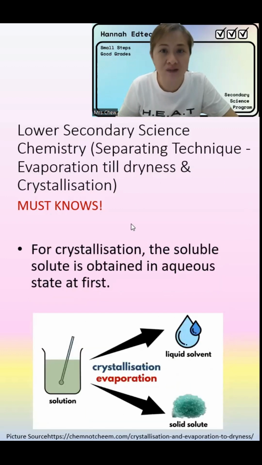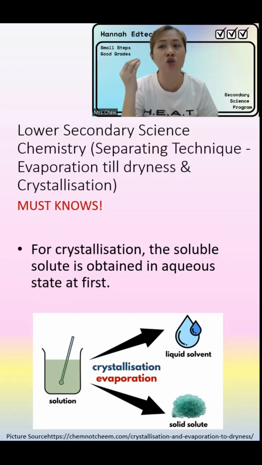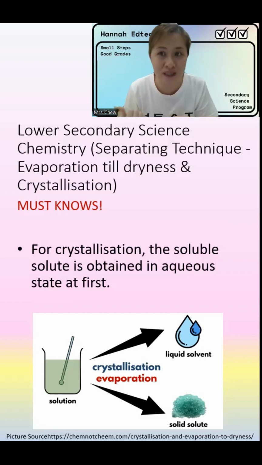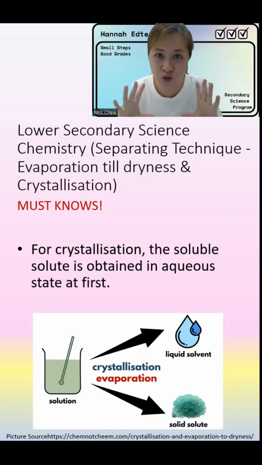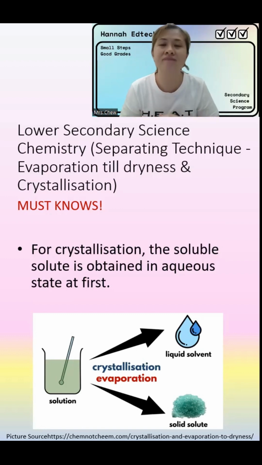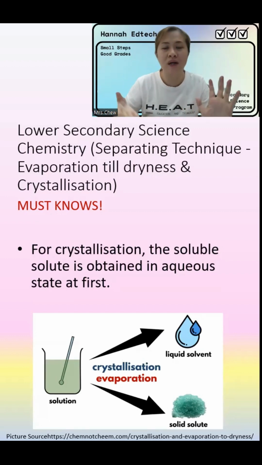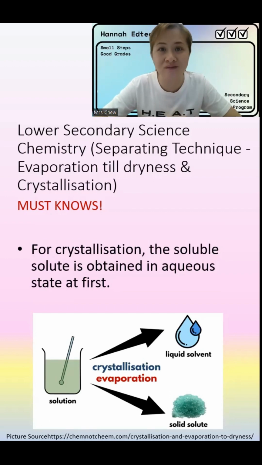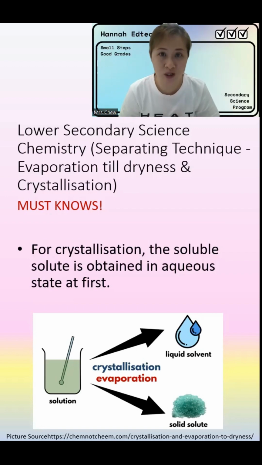For crystallization, the soluble solute obtained is actually in aqueous state at first. So unlike evaporation till dryness, where we will be able to get the solid solute when all the solvent has been evaporated, for crystallization, we will get the solution. For example, if we want to get sugar, we will have sugar solution, and then we will heat it to saturation, let it cool, crystals form, then perform filtration to obtain the sugar crystals.